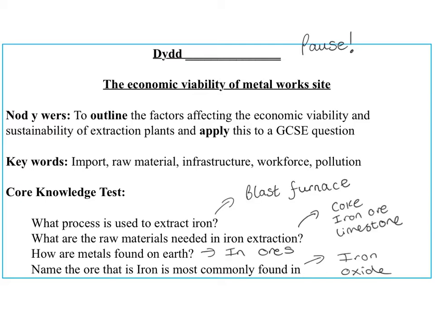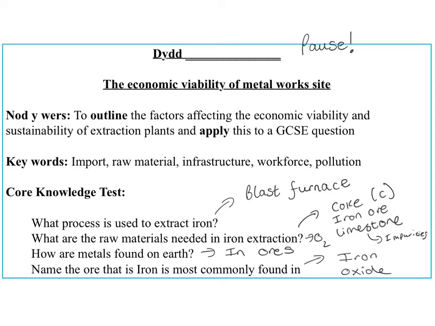Okay, so make sure you correct these answers. What is the process used to extract iron? That's the blast furnace. What are the raw materials needed to extract iron? You've got coke, which is your source of carbon. You've got iron ore. You've got limestone, which removes impurities. And you've also got a source of oxygen.